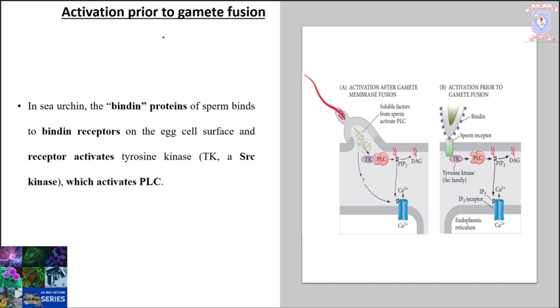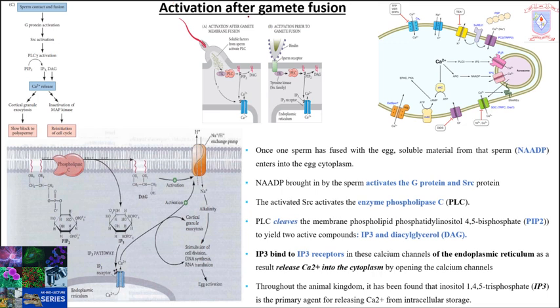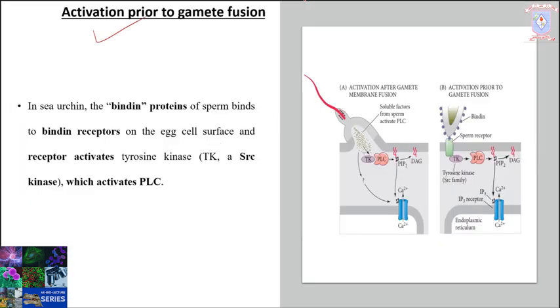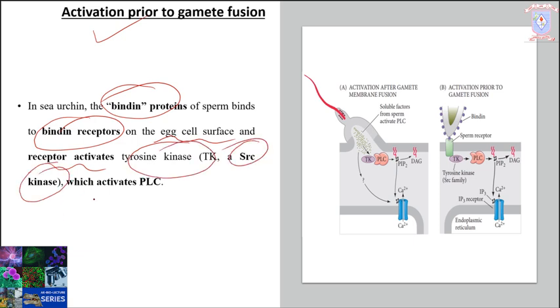We can divide the whole process of slow block to polyspermy into two: the activation prior to gamete fusion and the activation after gamete fusion. So what is activation prior to gamete fusion? In sea urchin, the binding proteins on the sperm acrosomal process, which we already discussed, bind to the binding receptors on the egg cell surface, and the receptor activates a protein called tyrosine kinase or SRC kinase, which activates phospholipase C, PLC. Here you can see the activation after gamete membrane fusion.